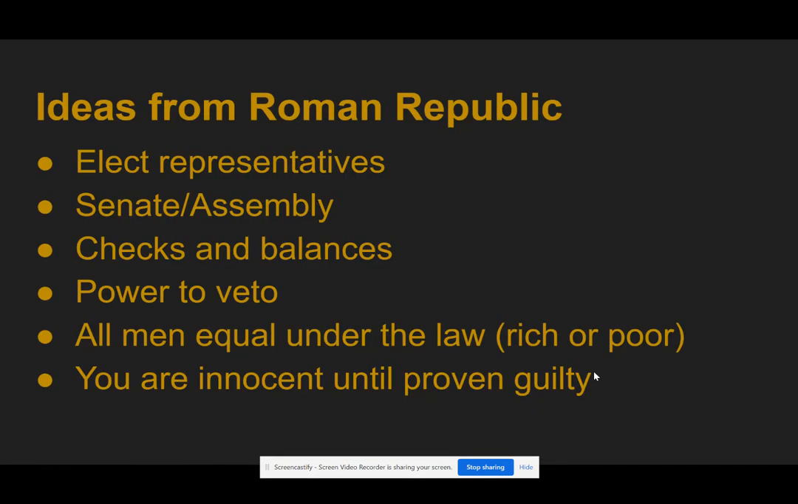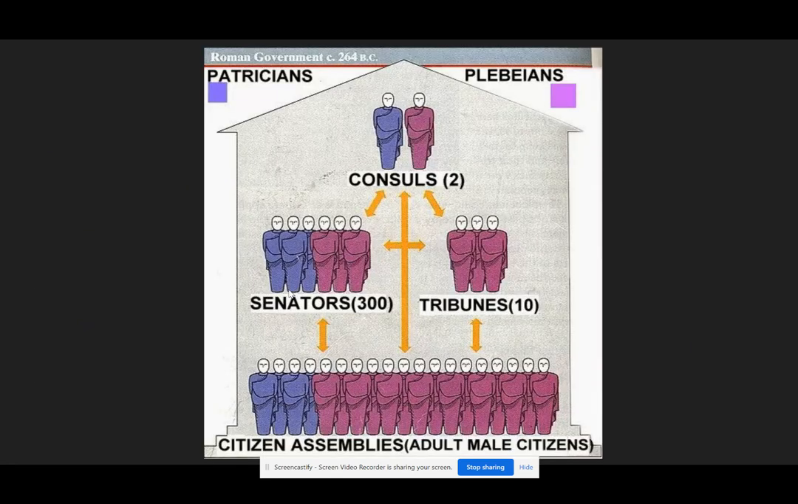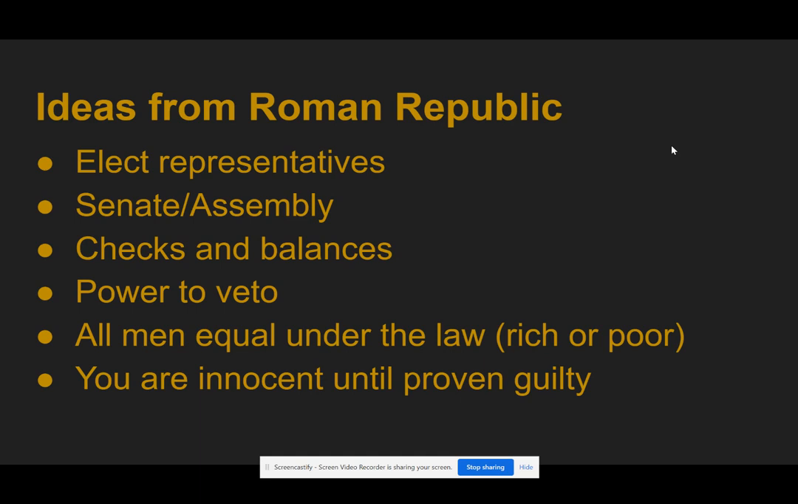Now, the ideas we take away from the Roman Republic that we still use in our country today is that we elect representatives. We have a Senate, Assembly, House of Representatives. They have checks and balances on each other, so no one branch of government has too much power. The power to veto. Your councils could veto each other. Veto is a Latin word, means I forbid. And so if one decided something and the other didn't agree, he could forbid that from happening.